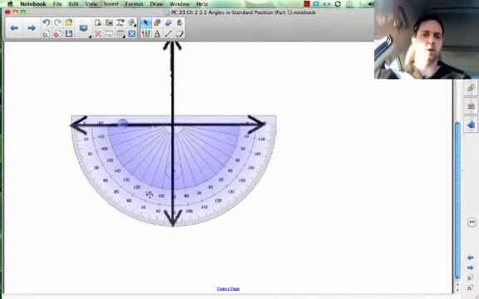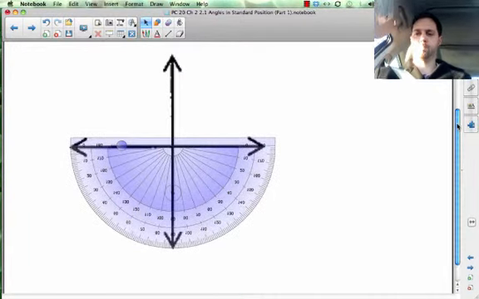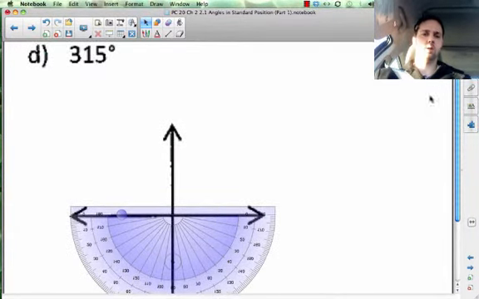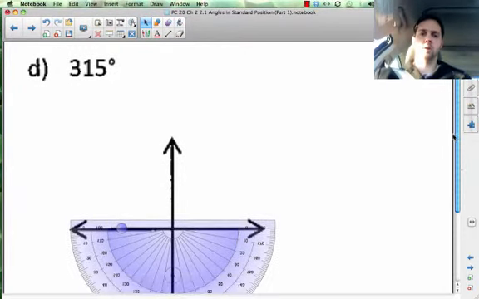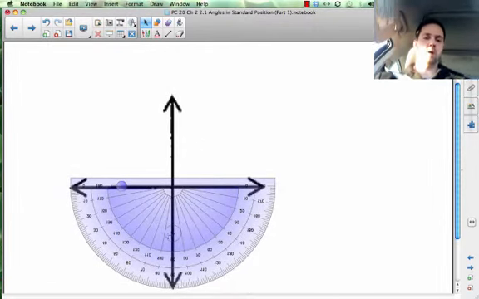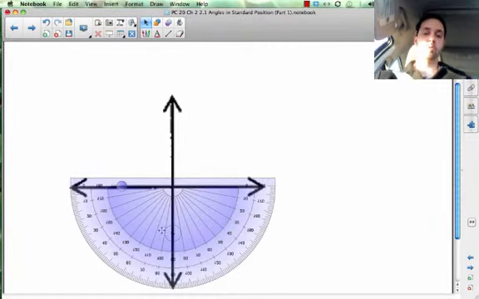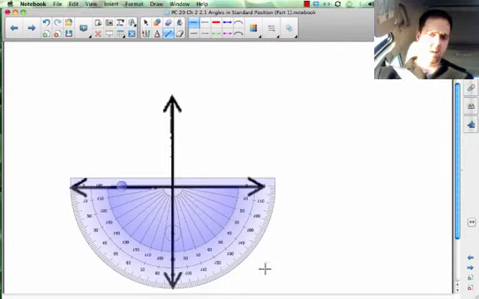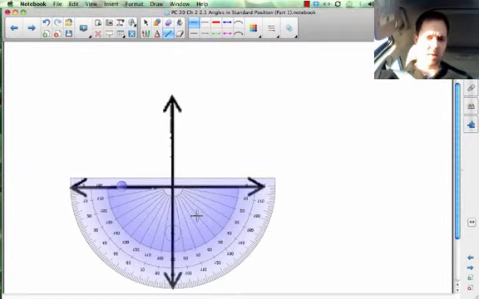Okay, it's crosshairs centered on the origin, and we are looking for the angle 315 degrees. Now, a couple ways to approach this. We know that this vertical arm below the x-axis is at 270 degrees. So we could go from there and then add 45 degrees to get to 315. Or of course you could go all the way to 360 and then subtract 45 degrees to get to 315. So 45 degrees is the one we're looking for.